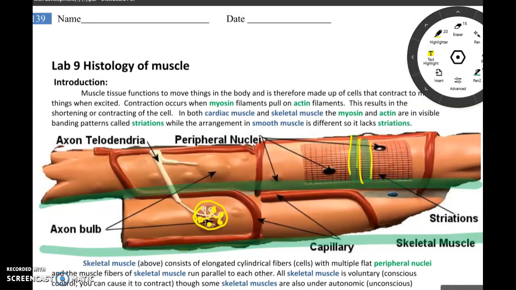And you have a motor neuron that's connected to several fibers. So we have long multinucleated cells that have banding. So we have these peripheral nuclei. So you guys are going to be sent to a website and look at this for me.